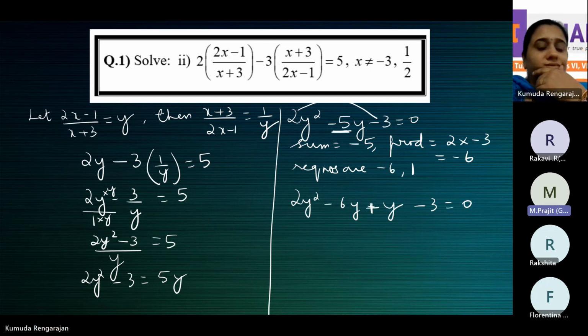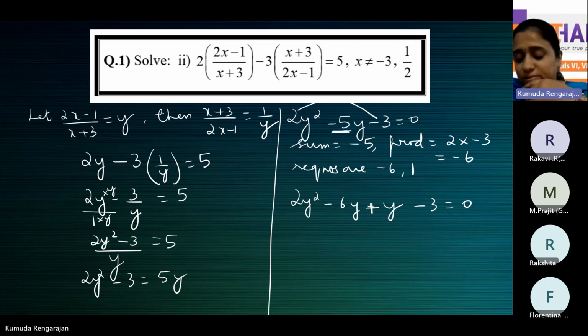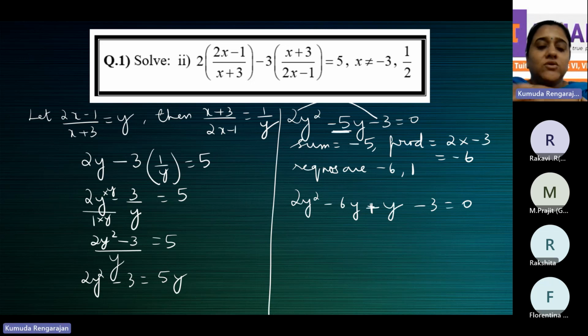No problem. Yeah, you're right. Please proceed. Once you find the values of y, you said 3. So 2x minus 1 by x plus 3 is equal to 3.